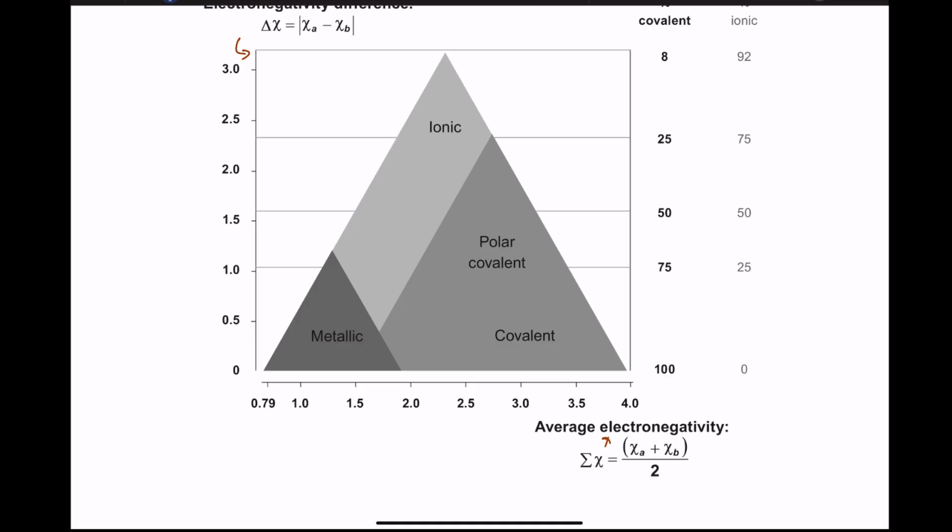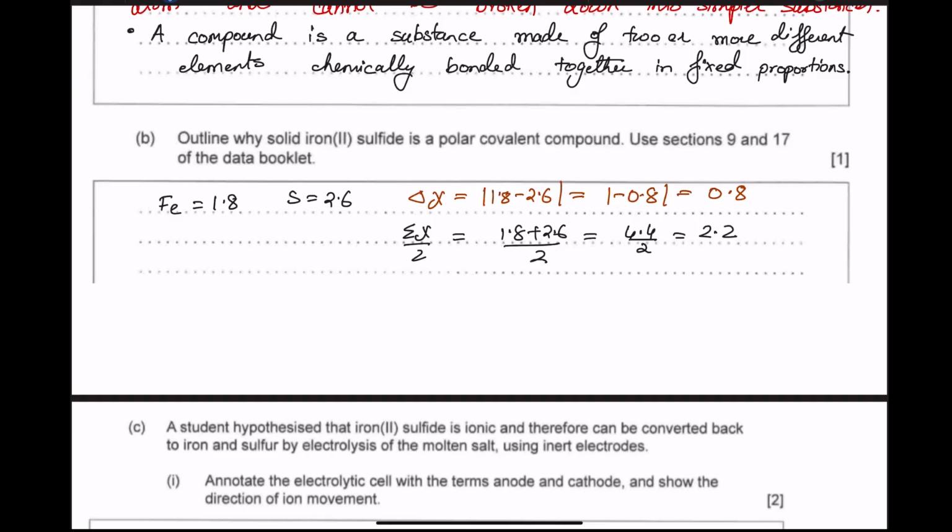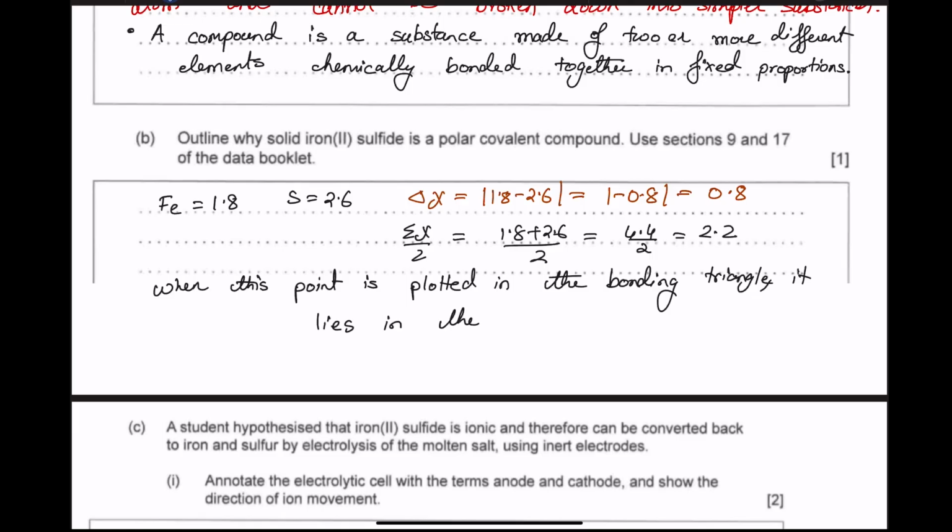So my y-axis should be 0.8. 0.8 is somewhere here. And then 2.2 would be somewhere here. If you check the bonding triangle, it lies in the polar covalent region. And that's why the compound is polar covalent. That's all about part B.